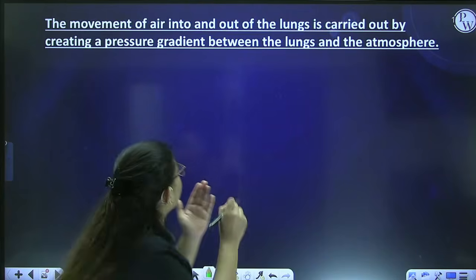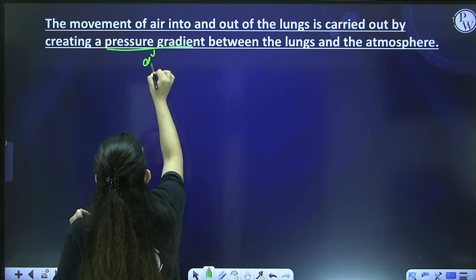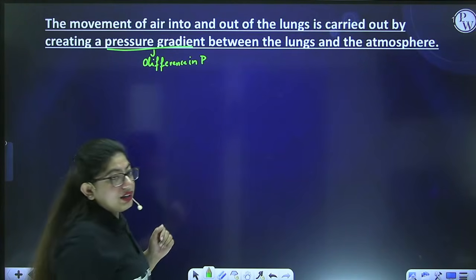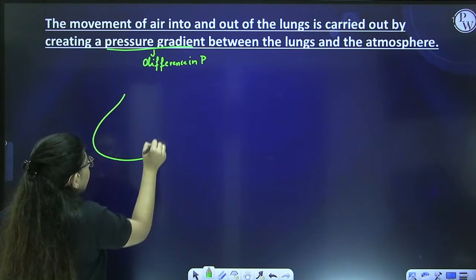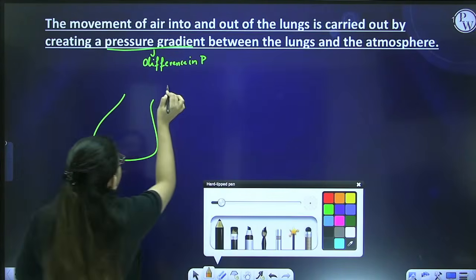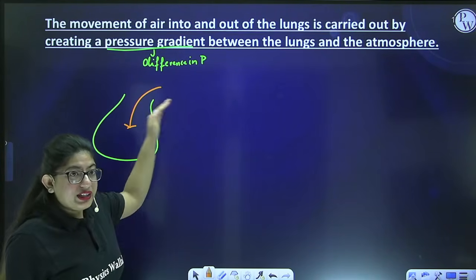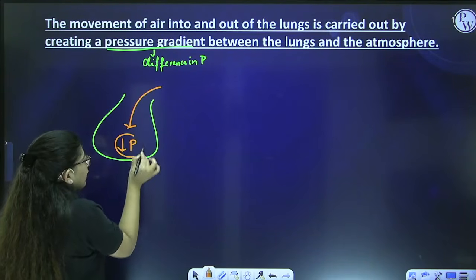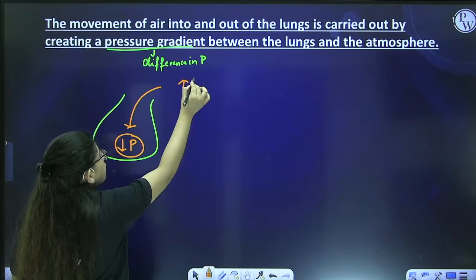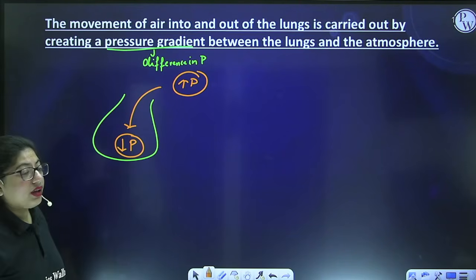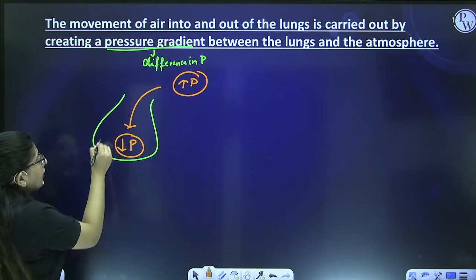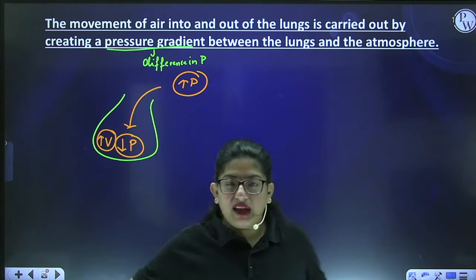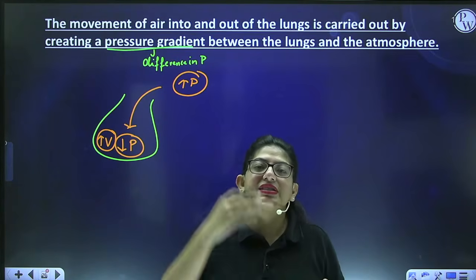What is a pressure gradient? It is a difference in pressure. For example, if these are the lungs and I want the lungs to take in air, if I want inspiration to occur, I will make sure the pressure inside the lung is less so that the atmospheric pressure is more and air will move in. How can I decrease the pressure? I can decrease the pressure if I increase the volume. So with my efforts, I will increase the volume, the pressure will decrease, and air will move in.